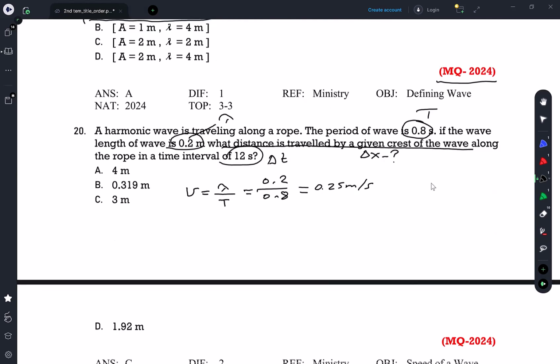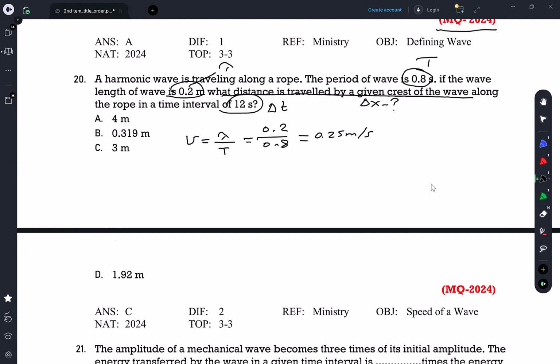Then I'm going to use this speed to calculate delta X. The wave moves with constant speed in the same medium, so I can use the constant speed equation, delta X over delta T, to calculate delta X. Delta X traveled by the wave is going to be V times delta T. V is 0.25, delta T is 12, so multiplied by 12, the answer is 3 meters. So C is the correct answer.